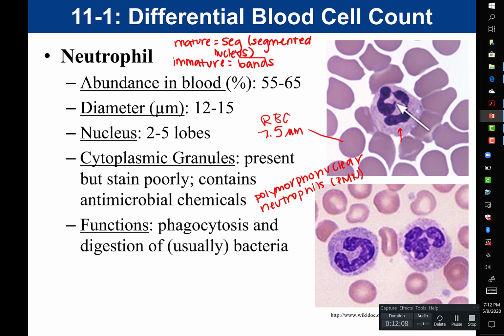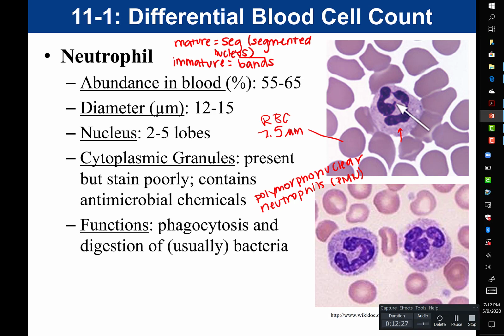And neutrophils are going to be our first responders. They are the ones in an infection that are first on the scene. And so the abundance of those neutrophils tells us something about the patient's health.